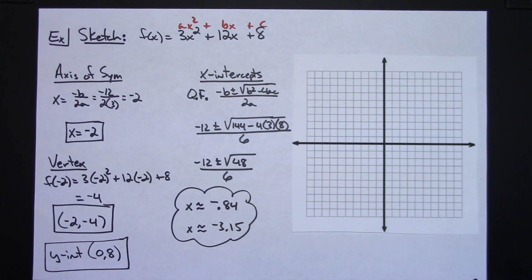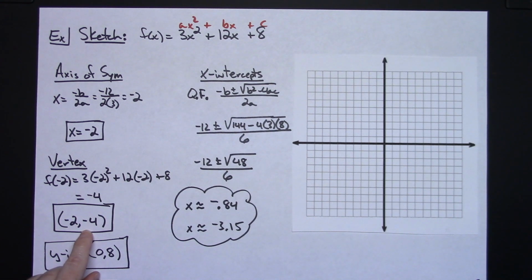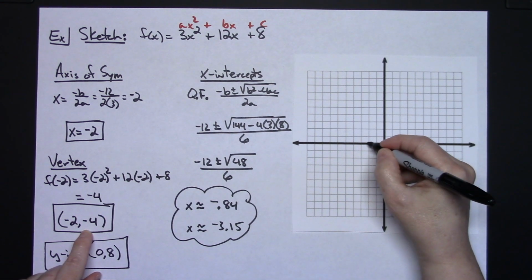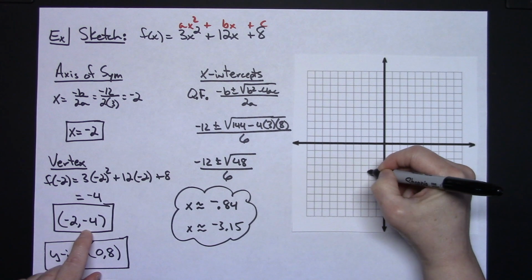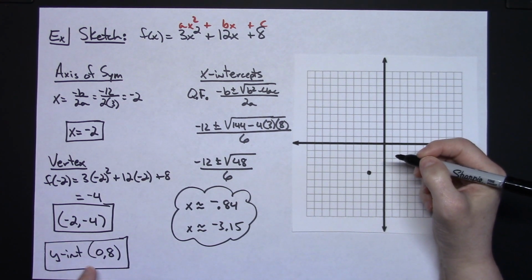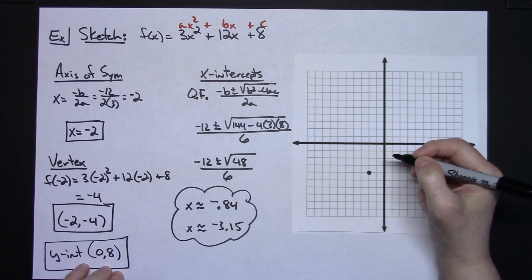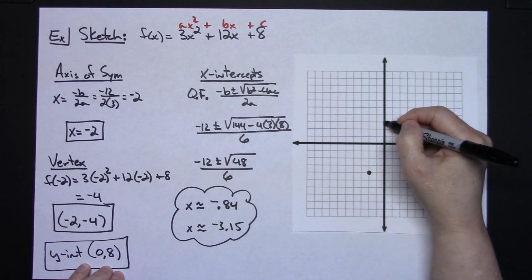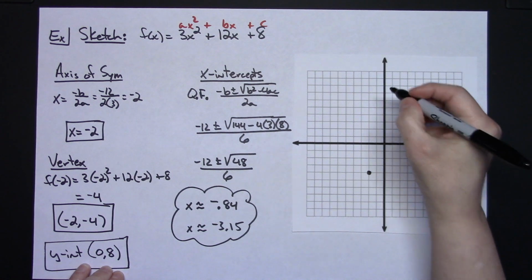Alright, so vertex, that's probably the first thing that I would do. I would put on a vertex of negative 2, negative 4. 1, 2, 3, 4. Okay, so there's my vertex. Alright, next thing I would probably do is go ahead and do the y-intercept of 0, 8. So 1, 2, 3, 4, 5, 6, 7, 8.